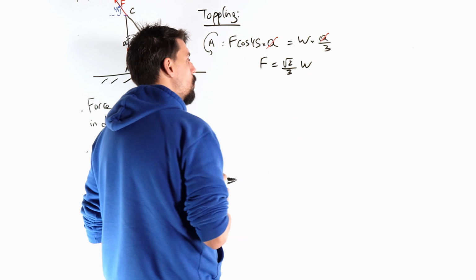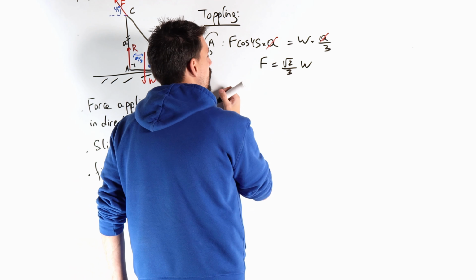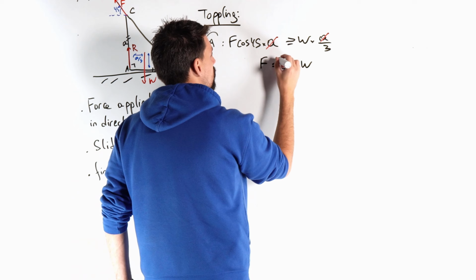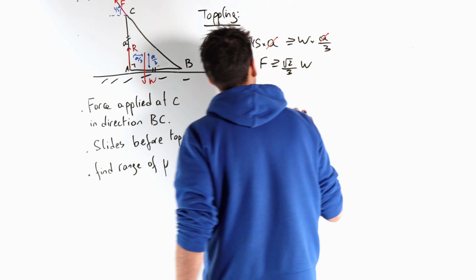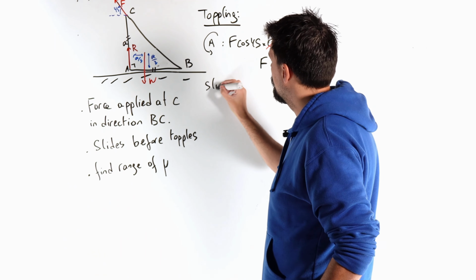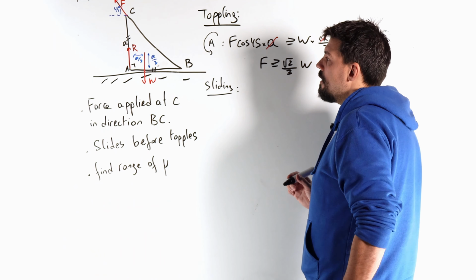F would have to be root 2 over 3W. So that's my condition. And in fact, F would have to be bigger than or equal to that, but there we go. Right. Let's go for sliding. Now what's going to happen?